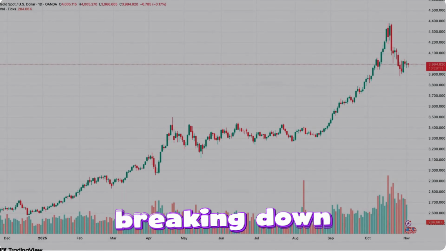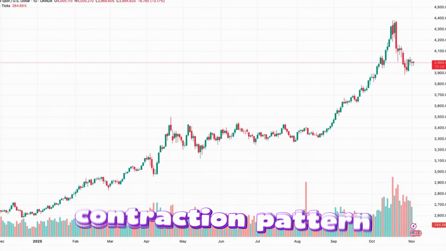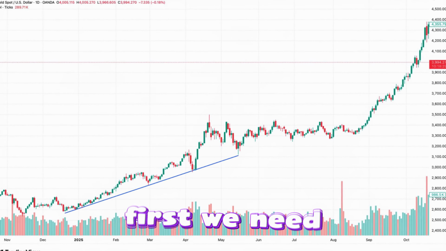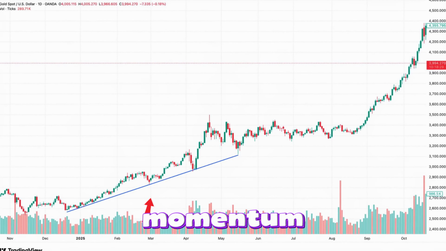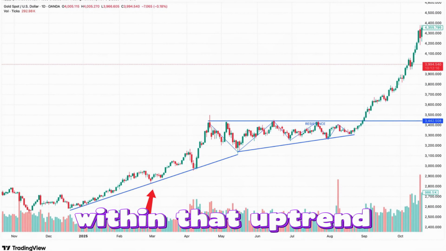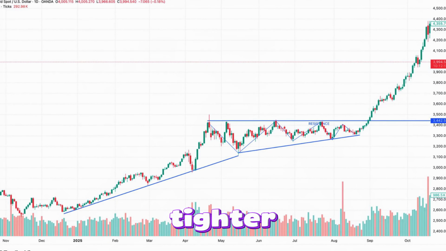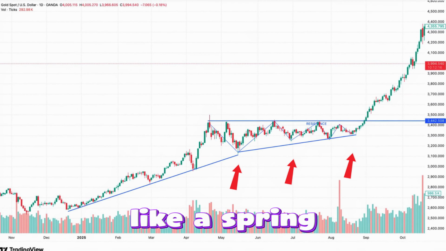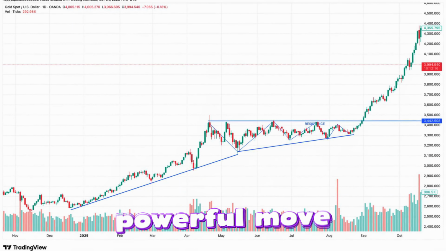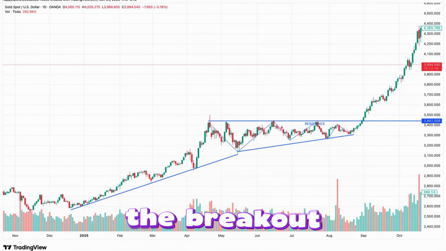Let's start by breaking down the anatomy of a volatility contraction pattern. First, we need the right context, a clear uptrend showing the stock already has momentum. Within that uptrend, look for price swings that get tighter and tighter, showing that volatility is contracting. Think of it like a spring coiling before a powerful move. This is the build-up before the breakout.